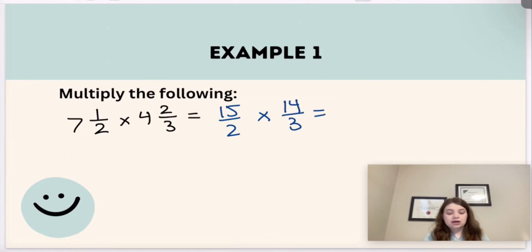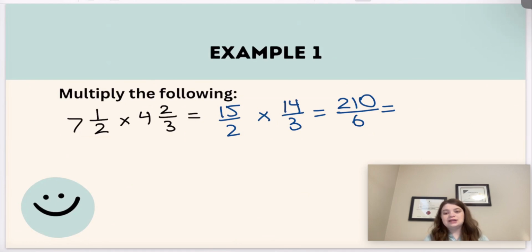Next we're going to multiply 15 and 14 together. So 15 times 14 is 210. Then the denominators, 2 times 3, I multiply to get 6. Something I noticed from my divisibility rules is that 210 must be divisible by 6 because it is divisible by both 2 and 3.